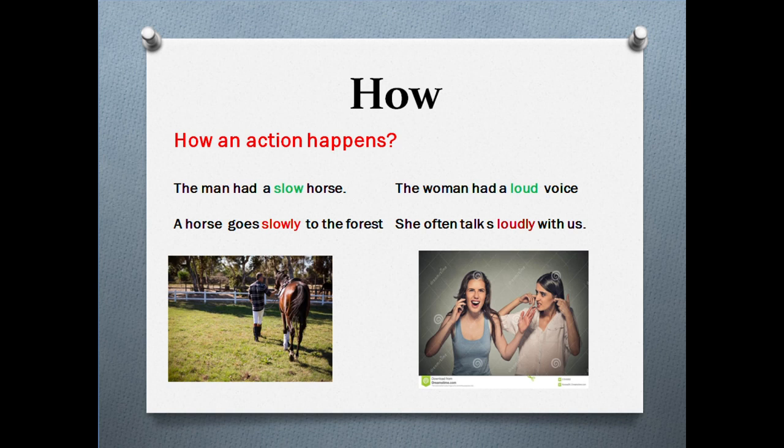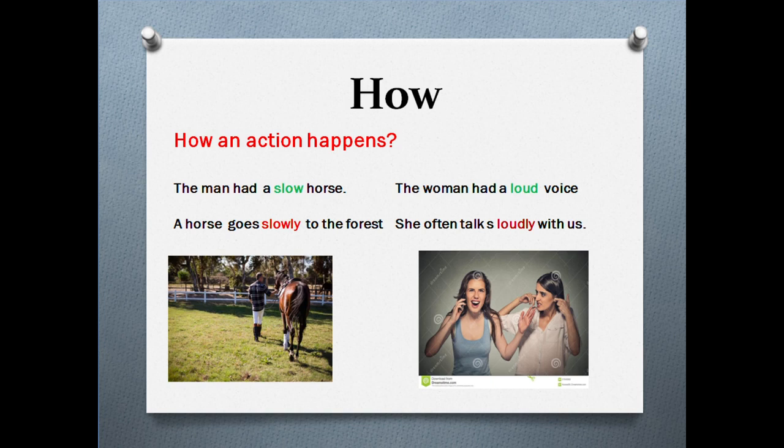Okay. Next one. The woman had a loud voice. So loud is adjective. Voice is noun. Okay, next sentence. She often talks loudly with us. In the sentence, the adverb is loudly. Before adverb, there is a verb, talks. Okay, you should write down on your notebook those sentences.